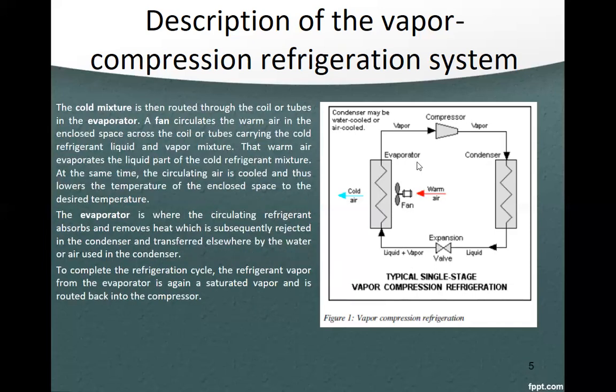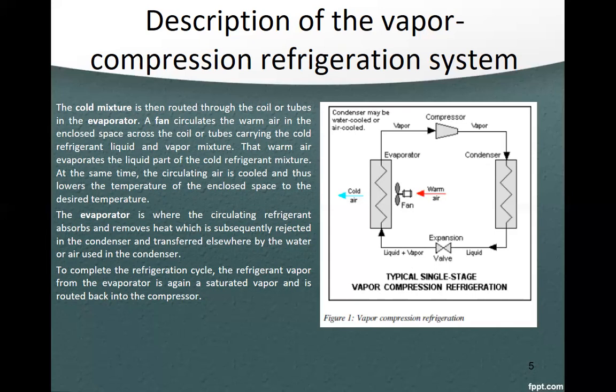Now, the cold mixture is then routed through the coil or tubes in the evaporator. That goes into the room. A fan circulates the warm air in the enclosed space across the coil or tubes carrying the cold refrigerant liquid and vapor mixture. The warm air evaporates the liquid part of the cold refrigerant mixture. At the same time, the circulating air is cooled and thus lowers the temperature of the enclosed space to the desired temperature. So the evaporator is where the circulating refrigerant absorbs and removes heat, which is subsequently rejected in the condenser and transferred elsewhere by the water or air used in the condenser.